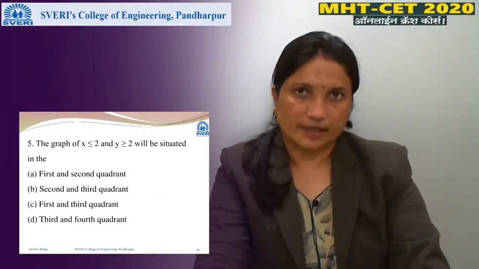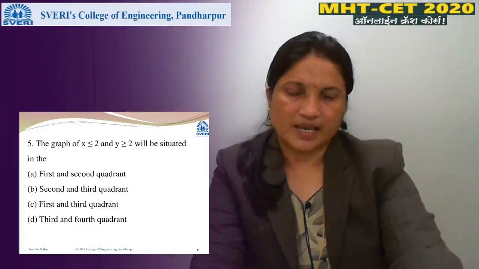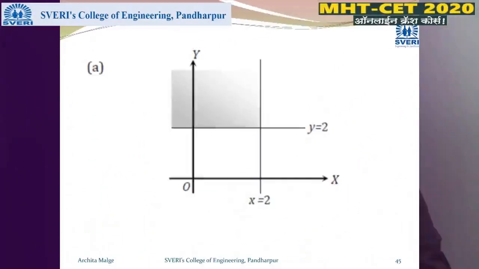First and second quadrant, isn't it? X is equal to 2, y is equal to 2. So by using that, it lies in first and second quadrant. Got it?